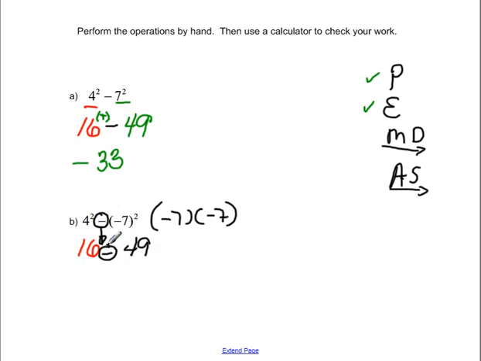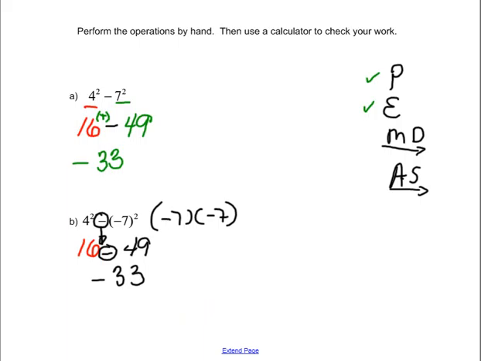Remember, this negative here is the subtraction. That's saying I'm going to be taking the result of 4 squared, which was 16, and subtracting the result of negative 7 squared, which was 49. So notice that even though we got here by some different thinking, at this point I have the same expression as I had up above, 16 minus 49. So we know the answer to that is negative 33.